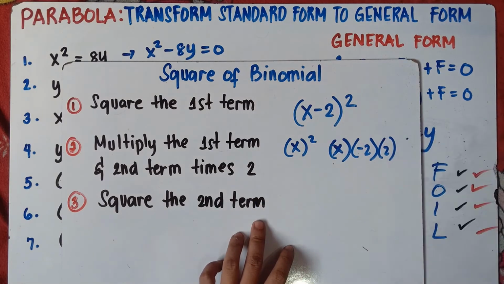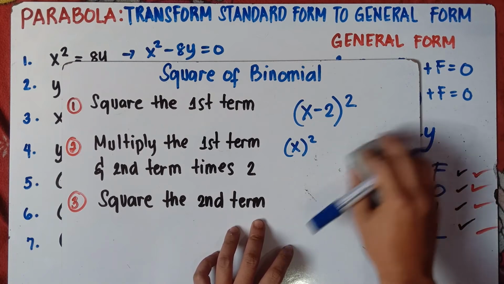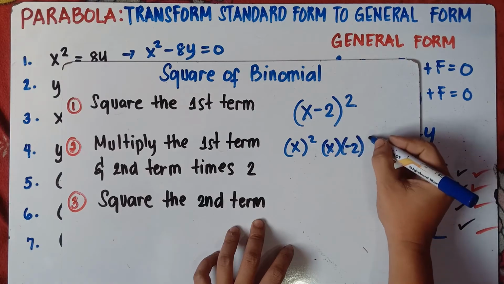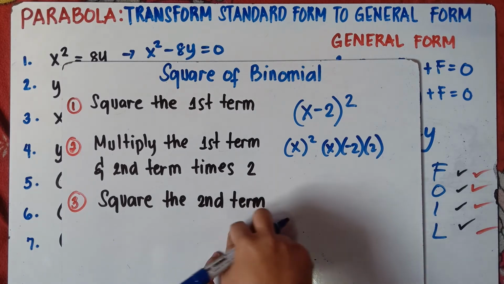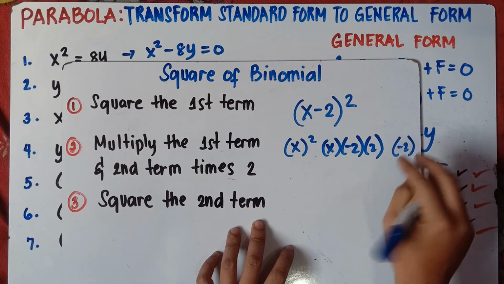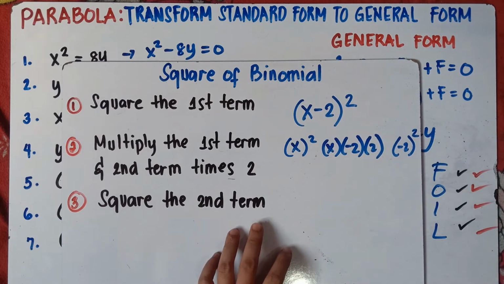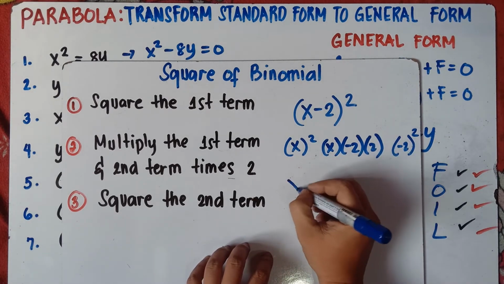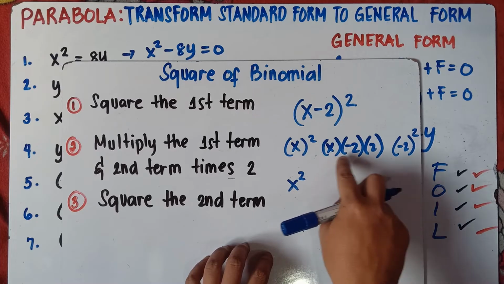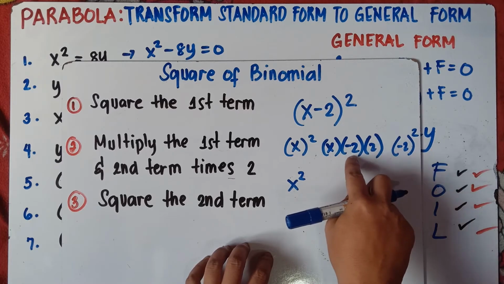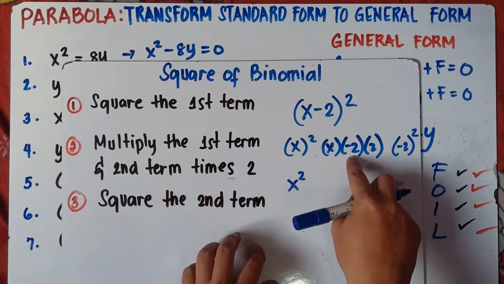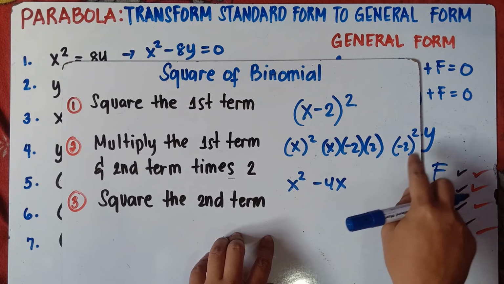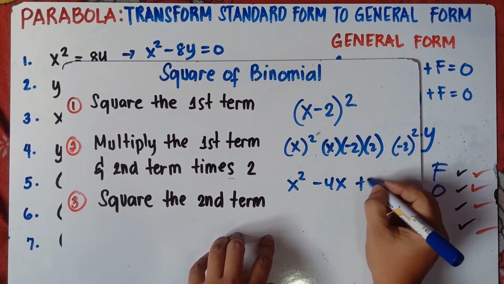You square it. Okay, we don't have enough space. So once again, multiply the first term and second term, which is negative 2, times 2. Then you square the last term, which is negative 2. So our answer will be: you square the first term, x times x, that would be x squared. Then multiply the first term and second term, x times negative 2, that's negative 2x, times 2, that's negative 4x. Then you square the last term, negative 2 times negative 2, that's positive 4.